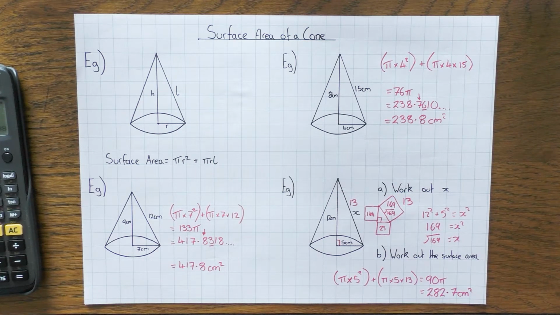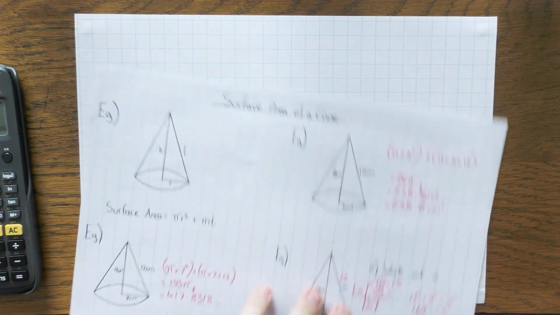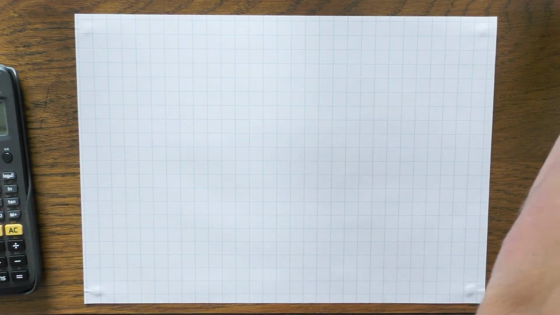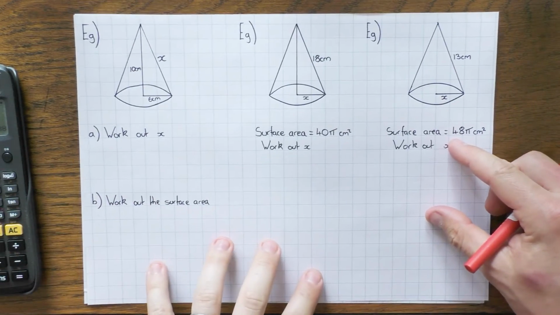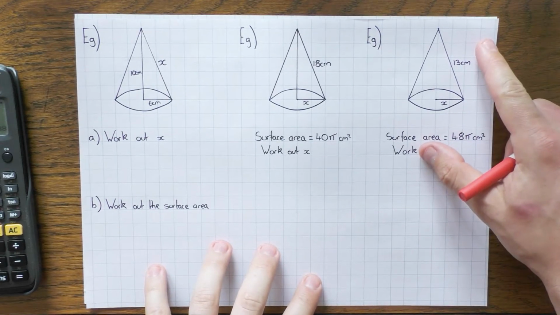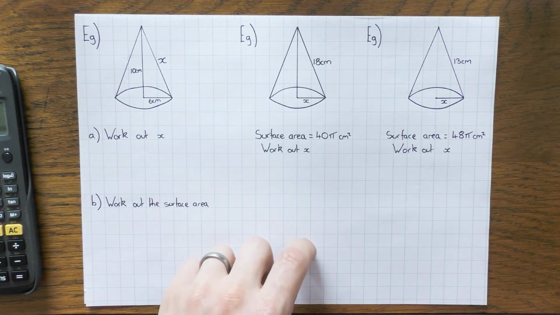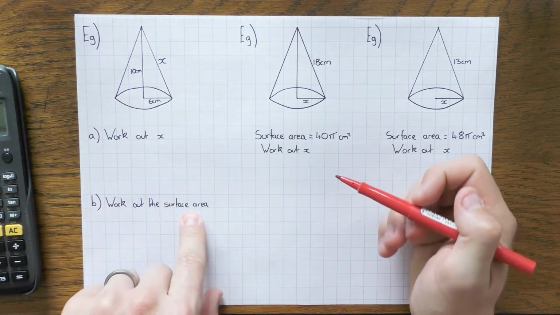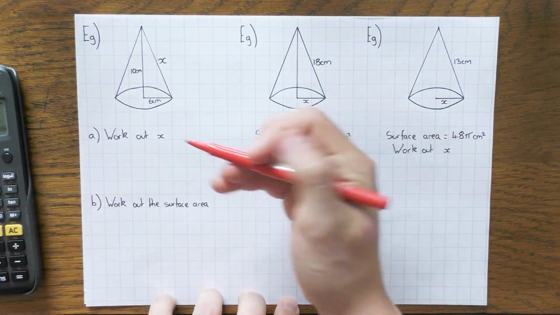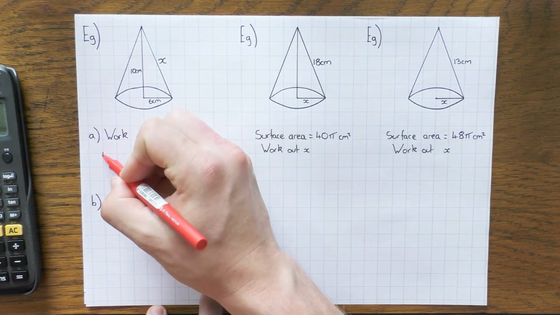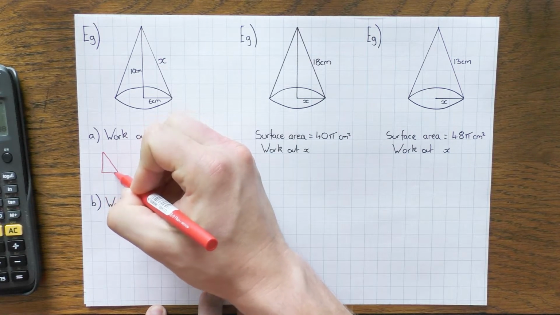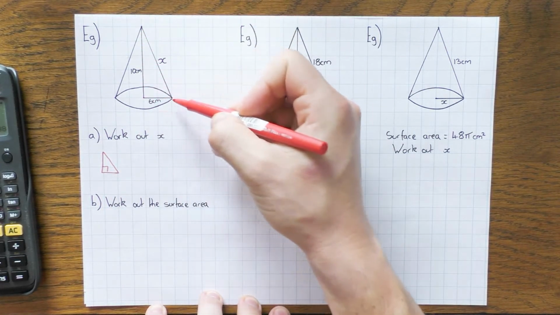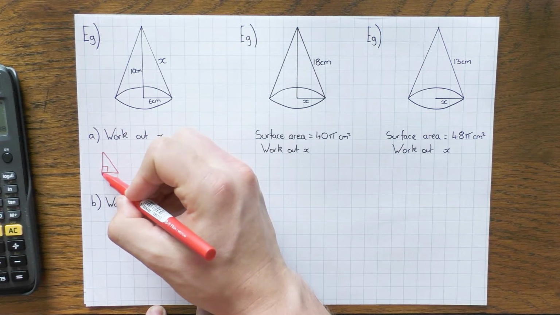So let's carry on and have a look at some more. So here we have the same problem, where we need to work out x, and then we need to work out the surface area. So let's have a go at that. So again, I'm just going to draw my right angle triangle, which is this bit here. So this is 6 and this will be 10.